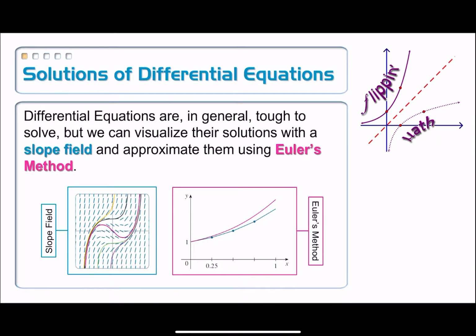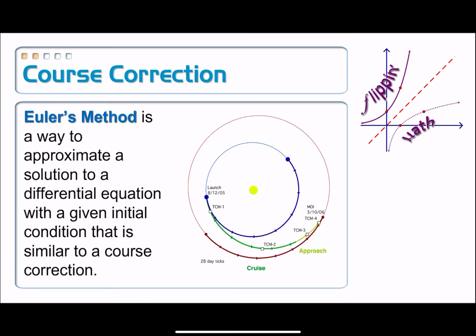Okay, so in the previous couple of videos, we talked about the fact that what we want to do here is not necessarily solve the differential equations. We're trying to visualize what they look like, and that's what a slope field is going to help us do, or approximate their solutions, and that's what this objective is all about, using Euler's method. So again, this is sort of like some sort of course correction.